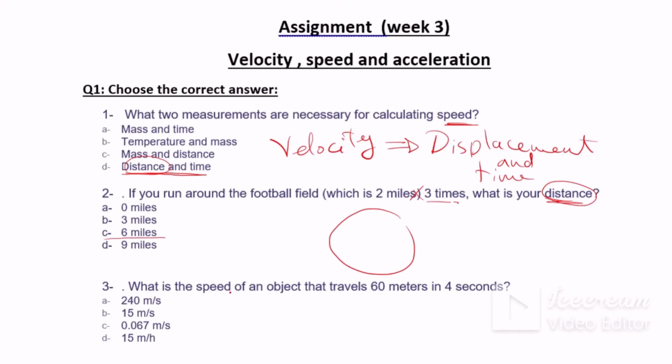Now, what is the speed of an object that travels 60 meters in 4 seconds? That's very easy. But here he asks about speed, speed without direction, guys. I will say that a lot of times so you memorize it: speed without direction, velocity with direction. Now speed is 60 divided by 4.